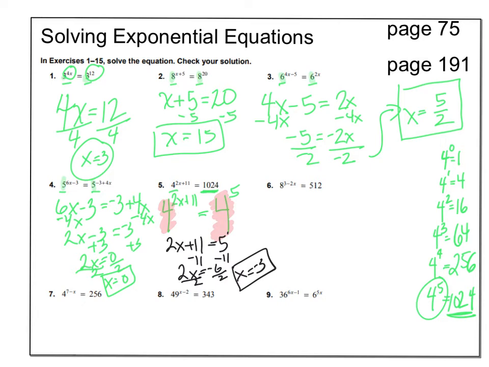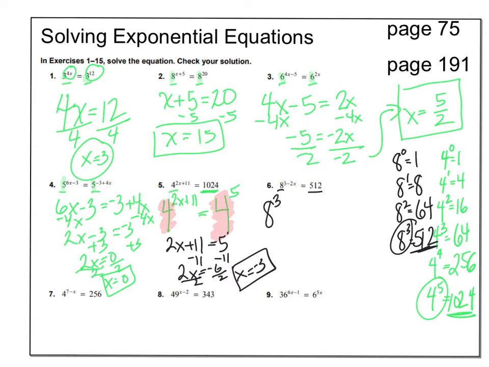Number 6. My bases are not the same. So can I rewrite 512 with a base of 8? Let's see if I can. 8 to the 0 is 1. 8 to the first is 8. 8 to the second is 64. 8 to the third, 8 fours are 32, 48, yes, 512. So I can rewrite 512 as 8 to the third power.